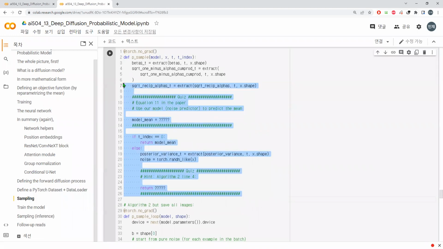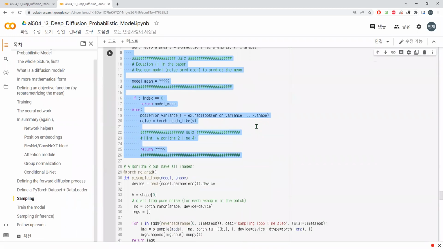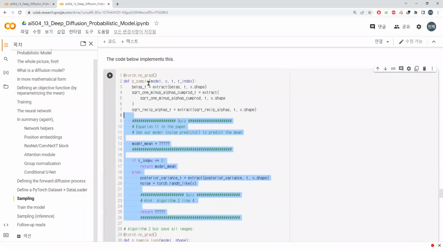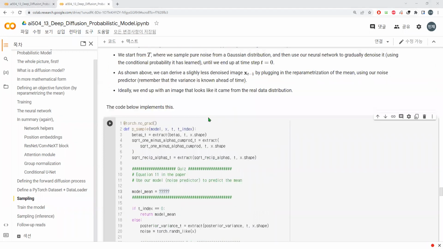And there are two more questions. The P sample is running out of time. I really wanted to fill in the answer now, but it will be really helpful to you if you fill in the blank with your own answer.